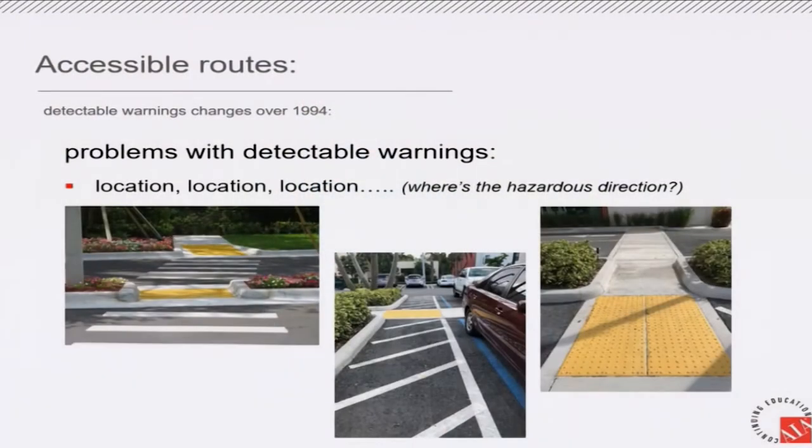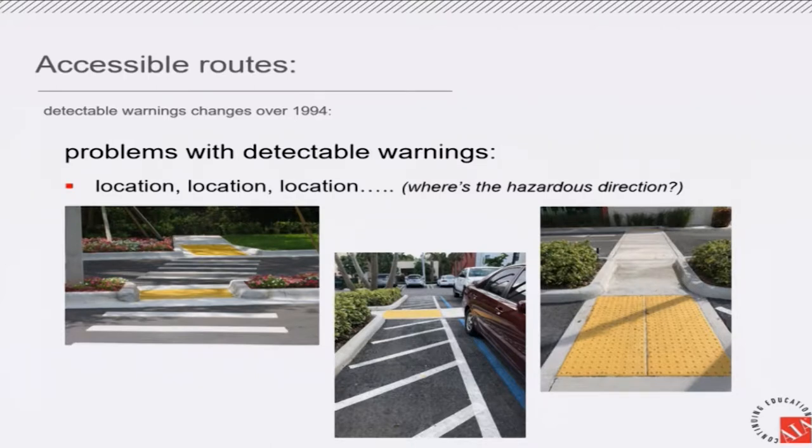And the cities are all over it. My city's all over it. I don't think I've seen a directional one in years. So don't use them unless somebody specifically asks you to do them, and then try and talk them out of it. The other problem with detectable warnings was location, location, location. What does it really tell the person? Now, the one on the left is a project of my own. The civil engineer drew it this way. Why do you listen to your civil engineers?